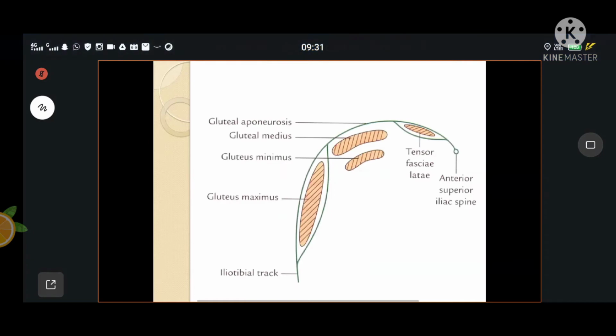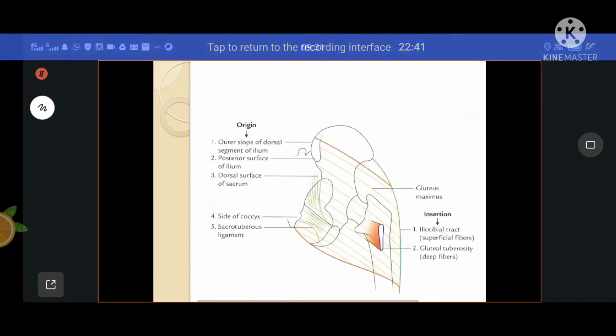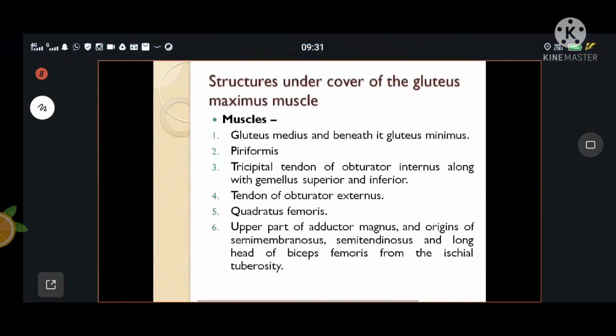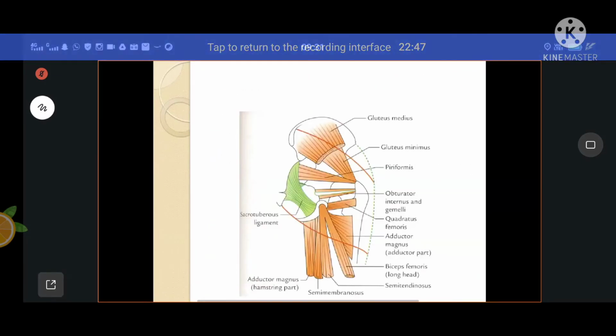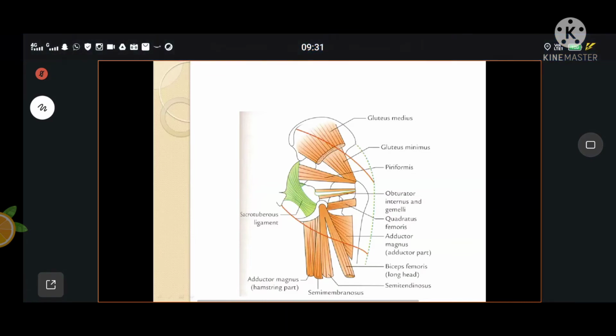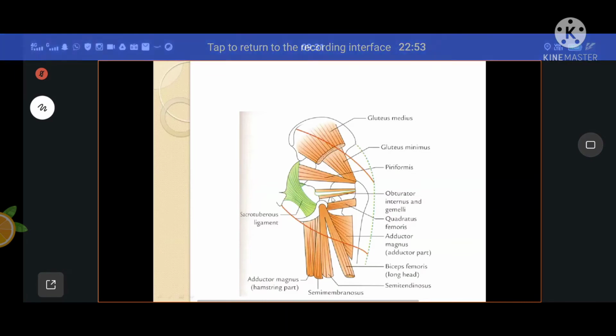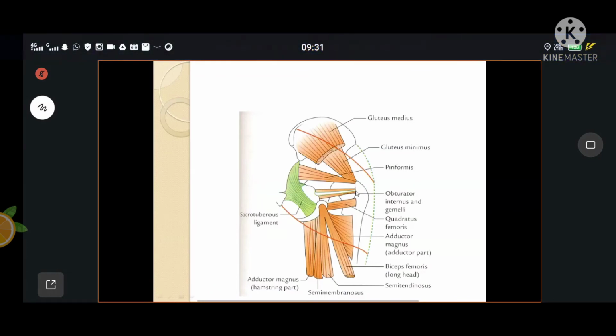So this is about the obturator internus muscle. Where is this obturator internus muscle? I can show you in this diagram. So this is the obturator internus muscle. This obturator internus muscle gets inserted into the medial surface of the greater trochanter.